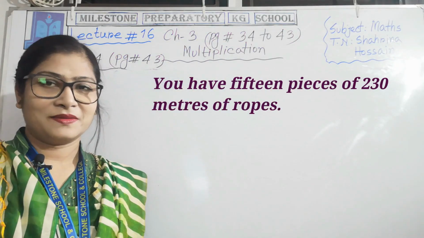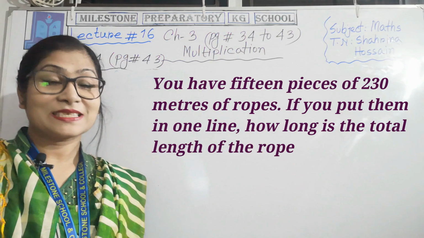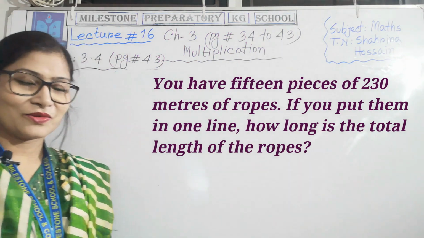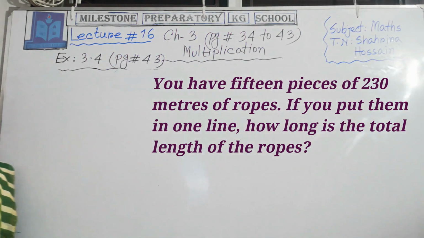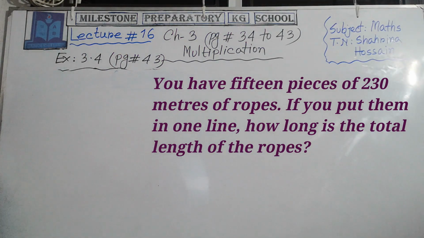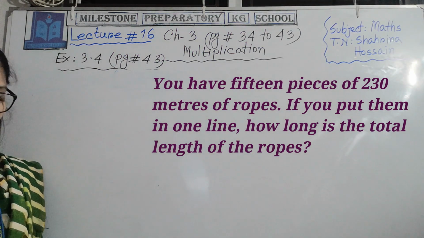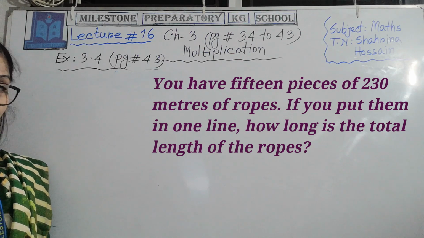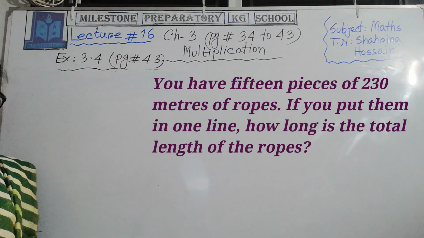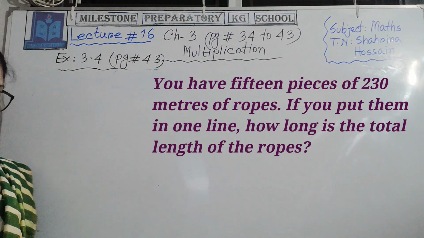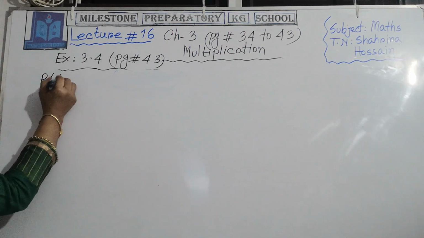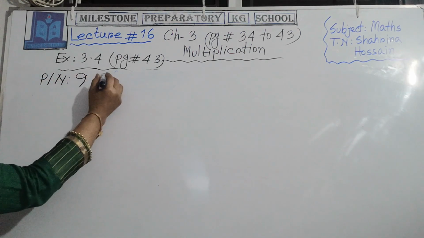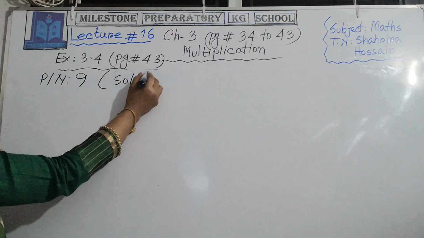Problem number 9. At first read the question by yourself, okay, and see the question. You have 15 pieces of rope, each 230 meters. If you put them in one line, how long is the total length of the rope? So, how can you find the answer? Problem number 9. Solution.